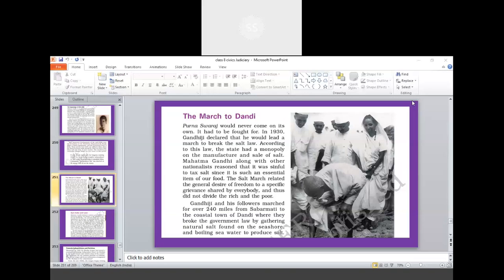I repeat, to break the salt law. According to the salt law, the state had a monopoly on the manufacture and sale of salt. What is the salt law passed by the British? No Indians were allowed to produce and sell salt, and the price of salt increased enormously.